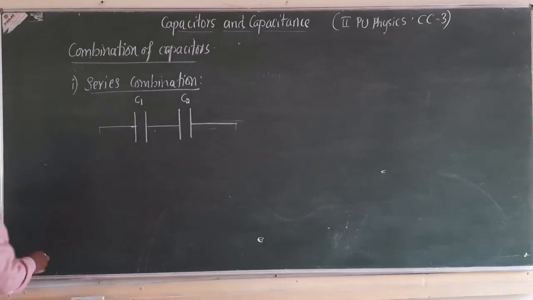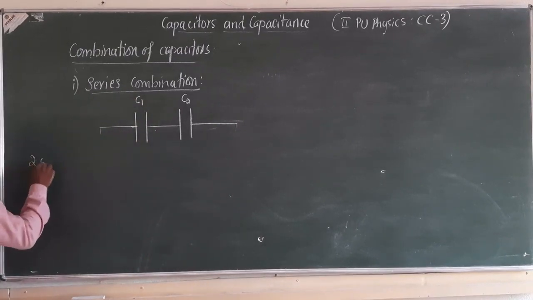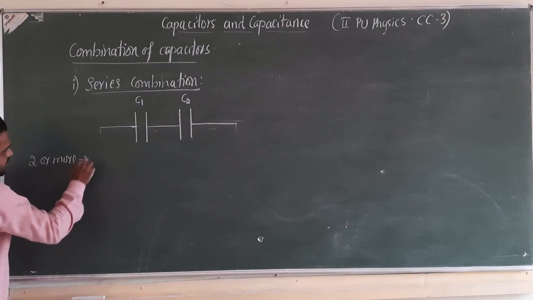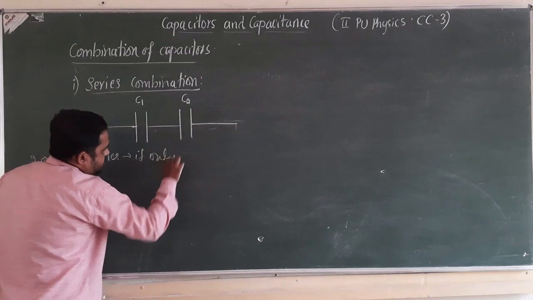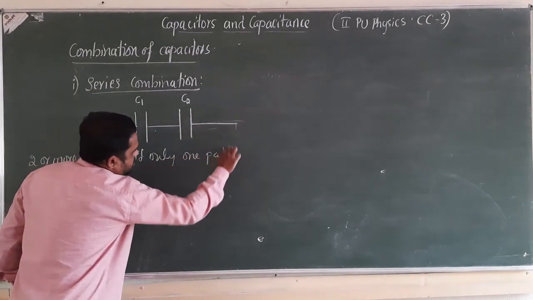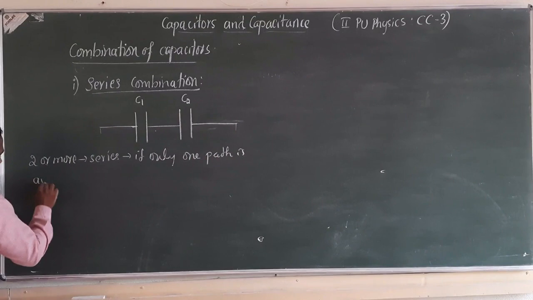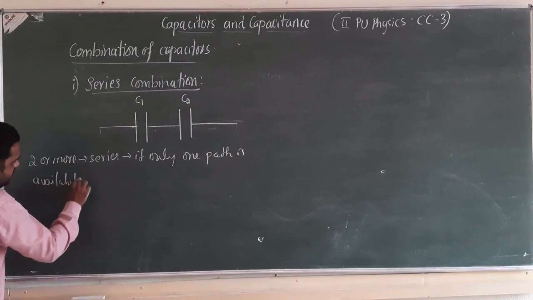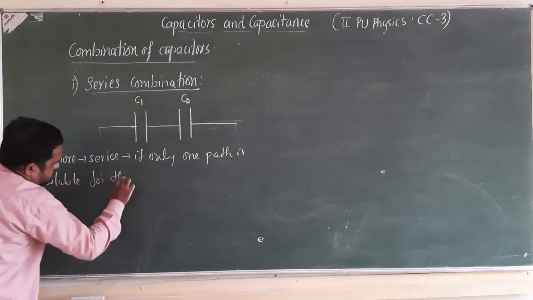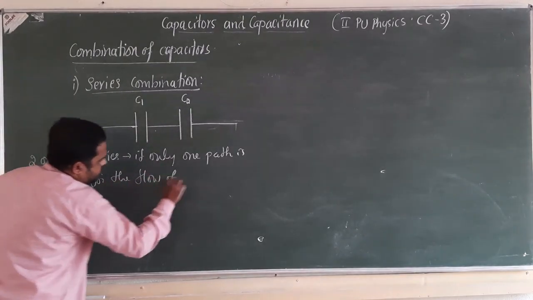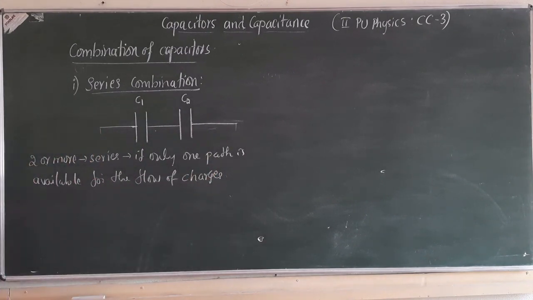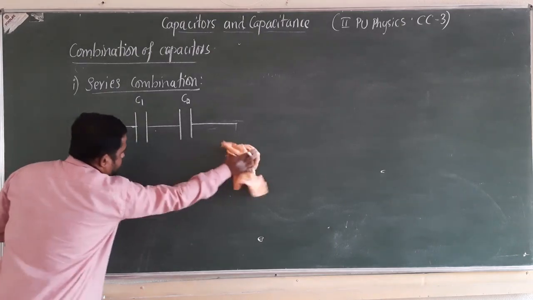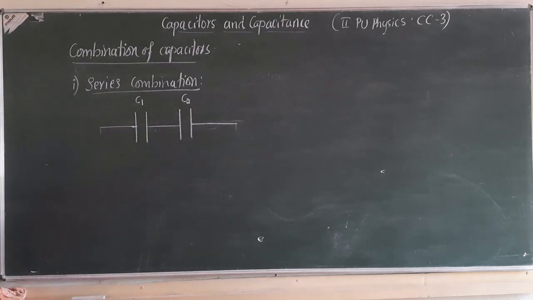Two or more capacitors are said to be in series if only one path is available for the flow of charges. If only one path is available for the flow of charges, then the combination is said to be series combination. Now let us consider the charging process of this series combination.